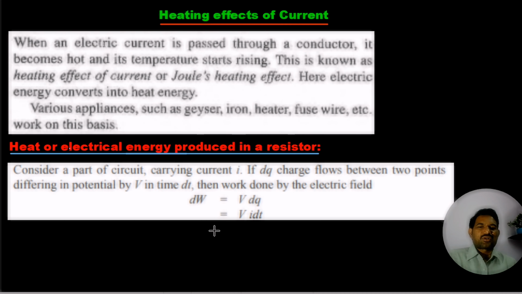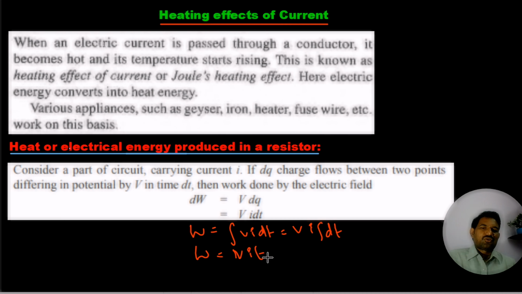So to get the total energy, the total amount of work done, we can integrate this. By integrating, we can write V into I into dt. If V and I are constants, then we can write them outside: V into I into the integral of dt, and so we can write W is equal to VIt.